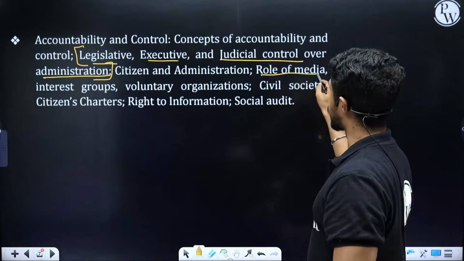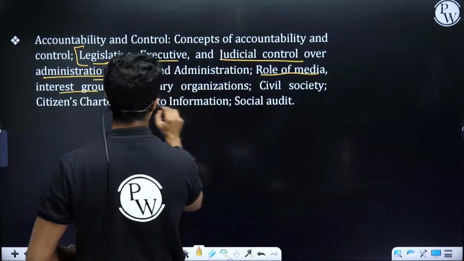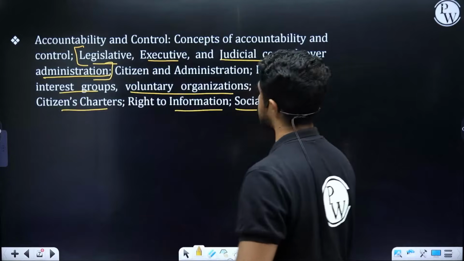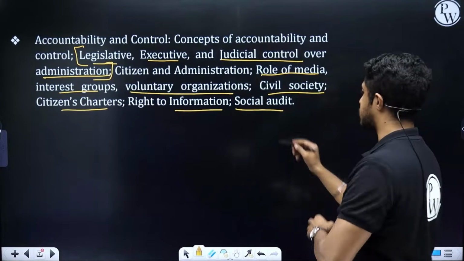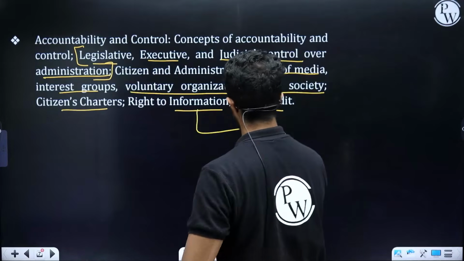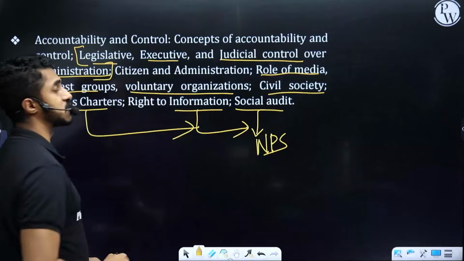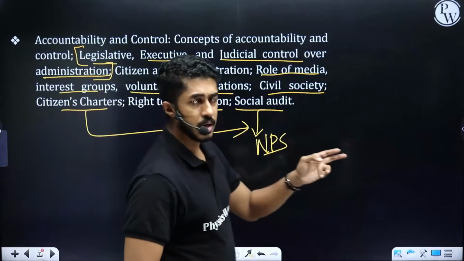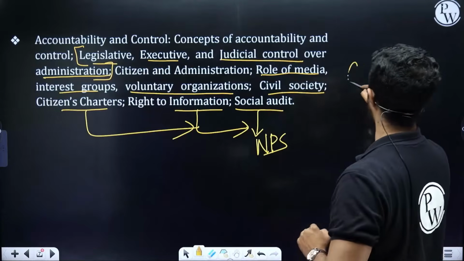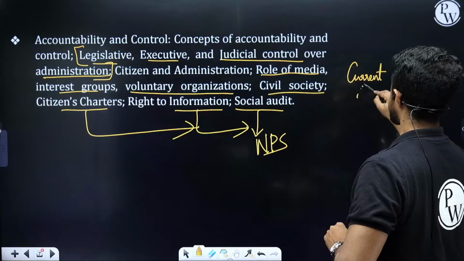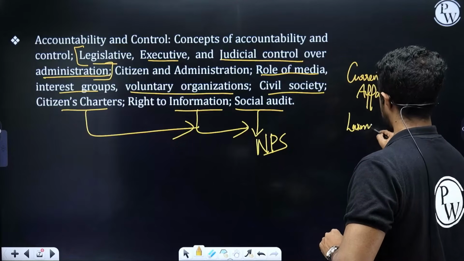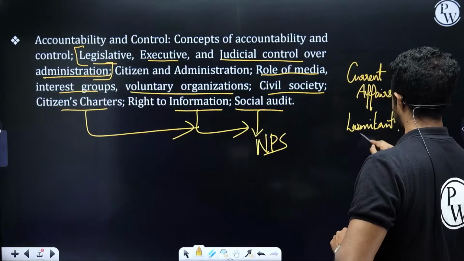Citizen and administration: role of media, interest groups, voluntary organization, civil society, citizens charter, right to information, social audit. Now, social audit is actually an outcome of new public service. The same applies for right to information as well as citizens charter. So this you would have already covered. The other aspects, role of media, voluntary organizations, etc., is where your current affairs comes into play. And once again, you can go for the theoretical books: Lakshmikant, and Avasthi and Maheshwari.